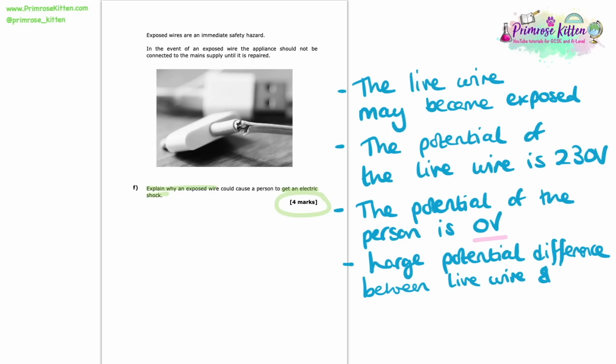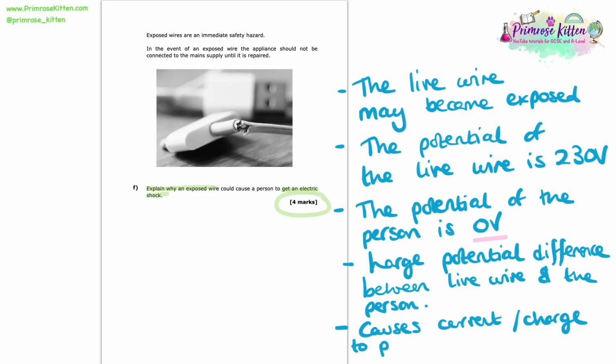So you can see this is a 4-mark question explaining why an exposed wire could lead to someone getting an electric shock. And here you can see I've written down 5 different points that would each get us one of those marks. So if you missed one of them, that's fine, you're still going to get full marks. I think this is a really good explanation to learn in case you were to get a 4-mark question asking us about the dangers of exposed wires.